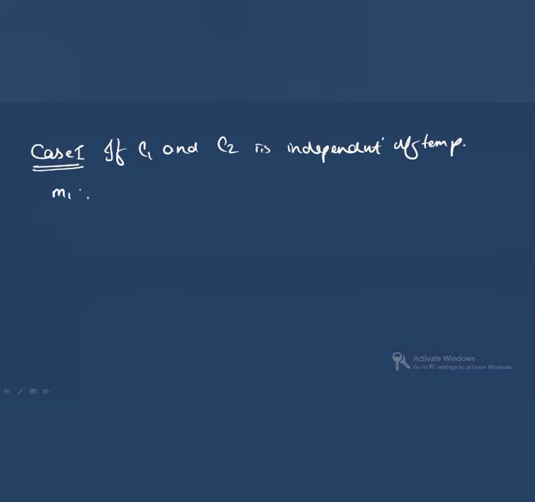M1 C1, within the bracket we have T, this is T. T minus T1, plus M2 C2, within the bracket you have T minus T2. Now you see here, this is the final temperature, this is the initial temperature of the first body, this is the final temperature, and this is the initial temperature of the second body.